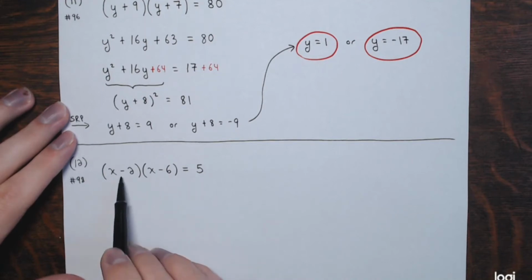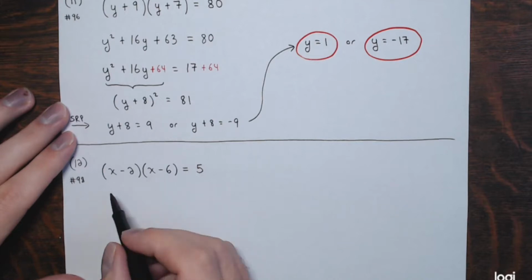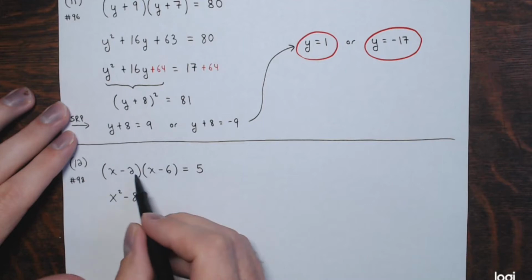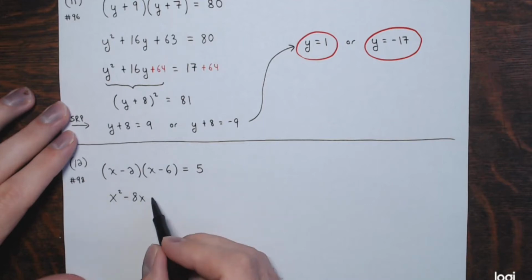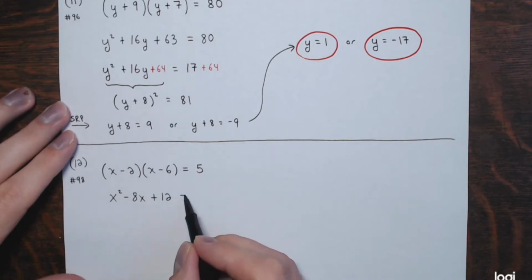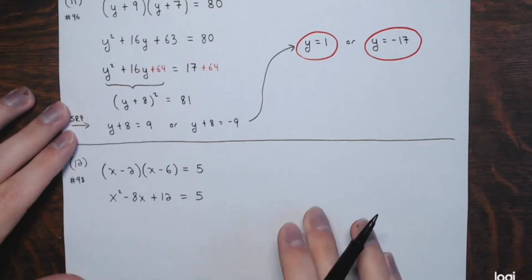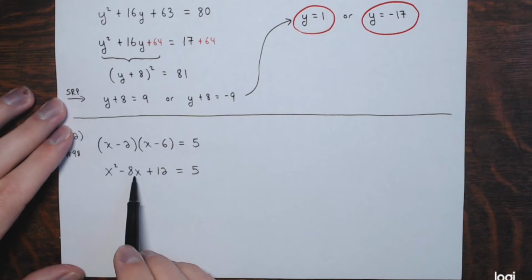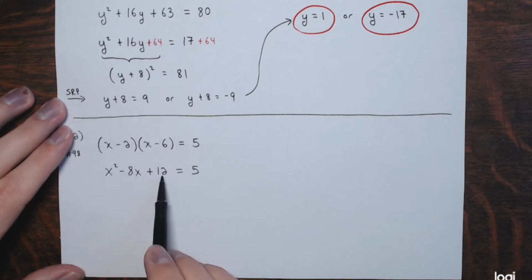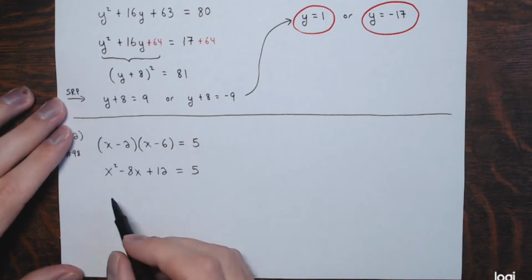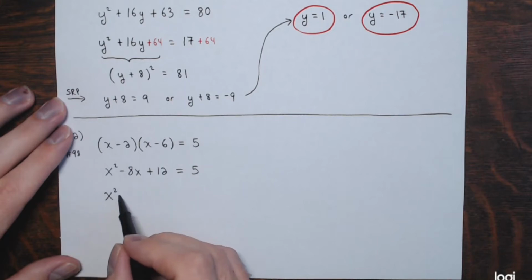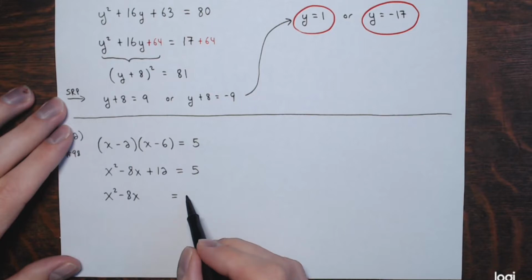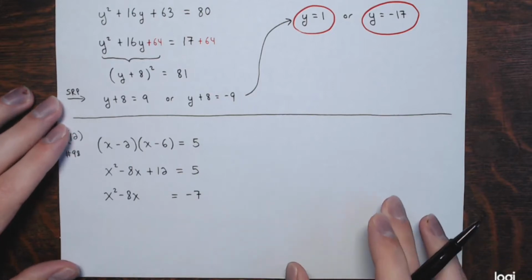So (x - 2)(x - 6), that'd be x squared minus 6x minus 2x, minus 8x, and then plus 12 equals 5. Almost there, right? Got the quadratic term and linear term over on the left side. I just need to get rid of this 12, so I'm going to subtract 12. So now we have x squared minus 8x equals, and then 5 minus 12 is negative 7.